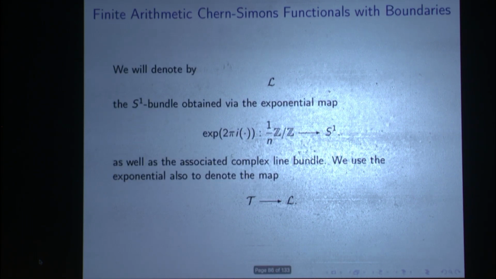Of course, you can turn it into an actual line bundle by exponentiating. Then these 1/n Z mod Z torsors will turn into mu_n torsors for roots of unity, which can be viewed as inside S^1. So you can actually get a complex line bundle over the space of local representations as well. That's denoted by L.